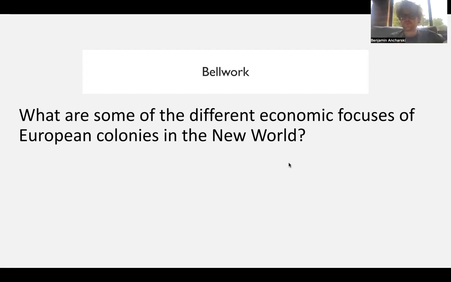So your Bellwork on the screen right now: what are some of the different focuses of European colonies in the New World? We've talked about Spanish colonies, English colonies, French colonies and Portuguese colonies. What are some of the economic focuses of these colonies? What are some raw materials they're trading with? What are some economic policies? Anything like that could work here.